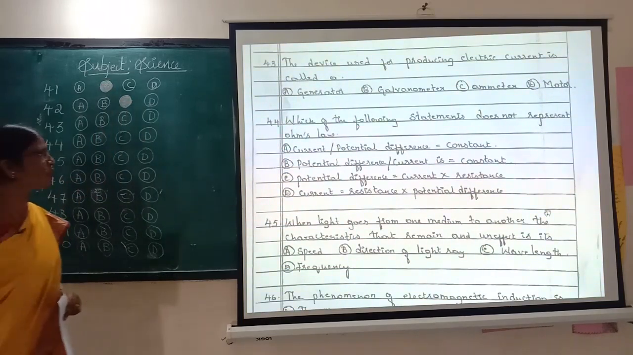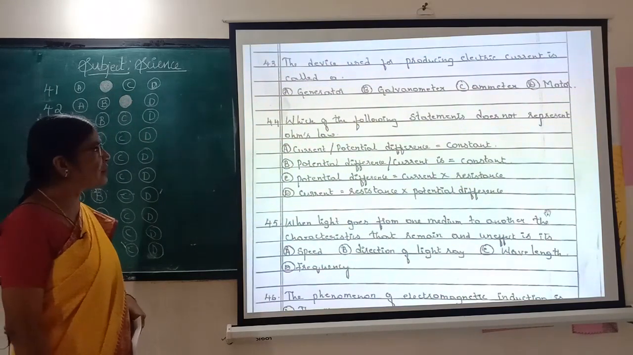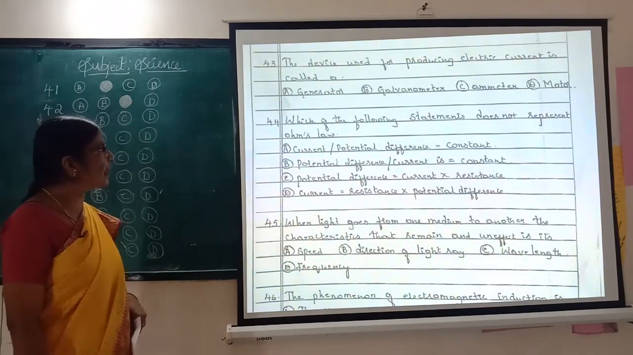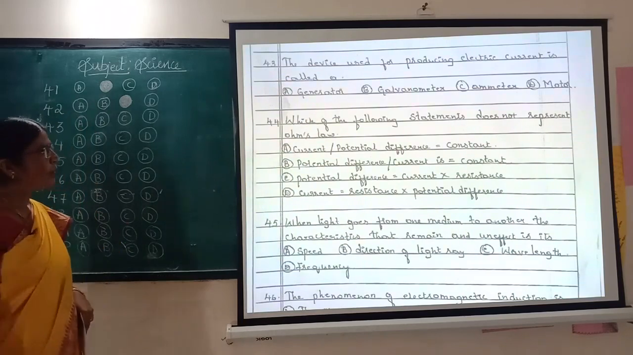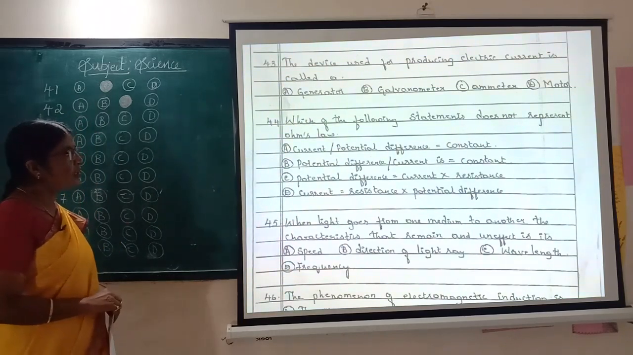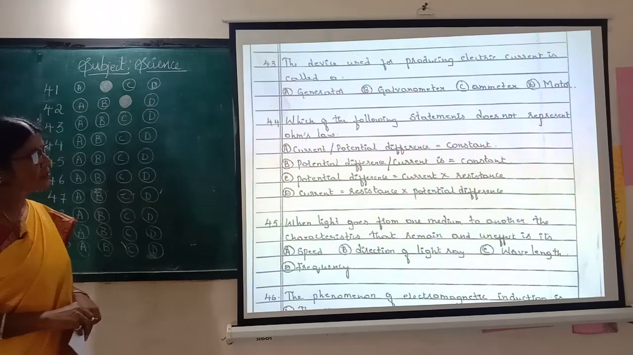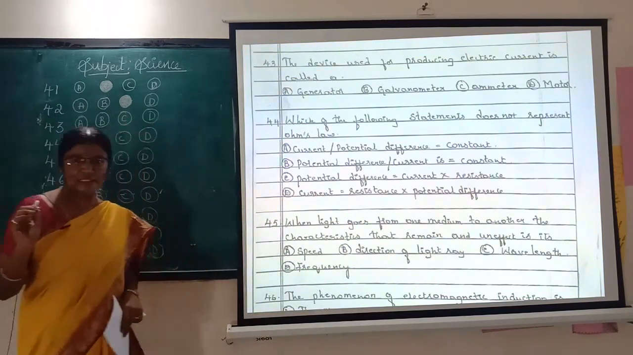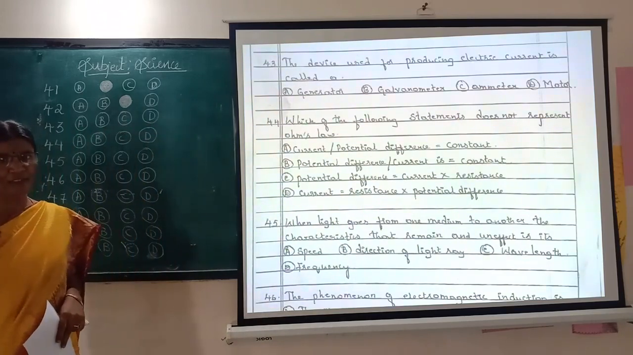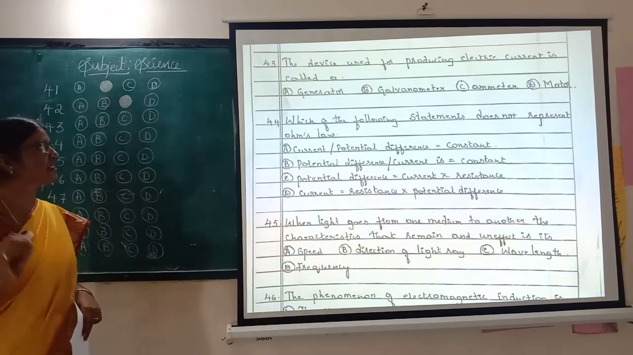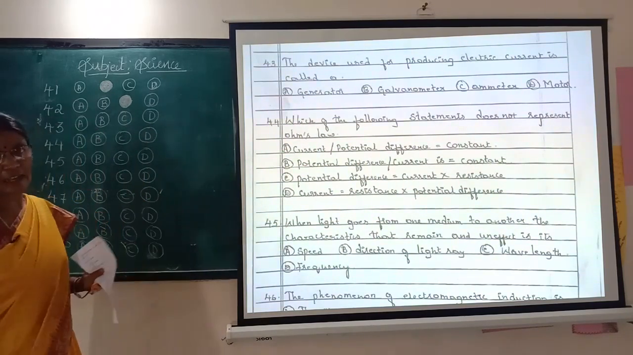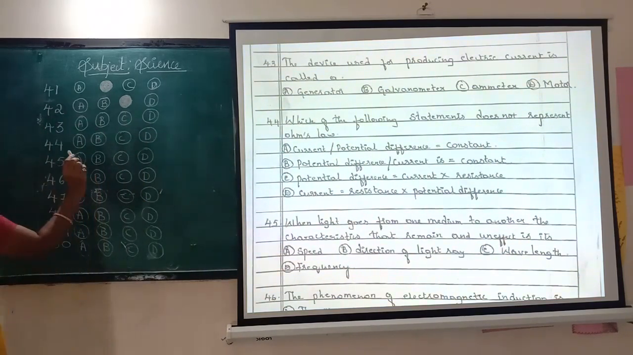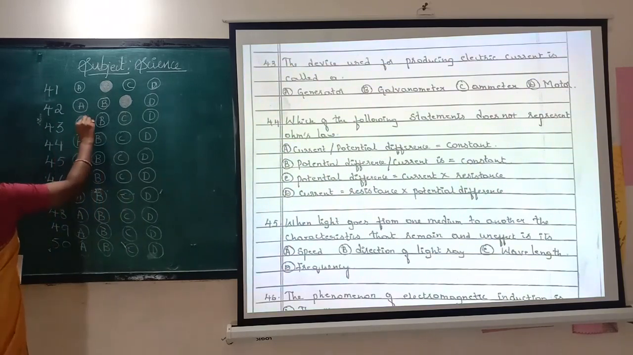Next, 43rd question. The device used for producing electric current is called A option generator, B option galvanometer, C option ammeter, D option is motor. The name itself will suggest you the right answer, children. Please think it over while reading the options. In the question itself you have the answer. Generator is the right answer, that is option A. Same thing you should fill in the OMR sheet as option A. You should shade it neatly, children.